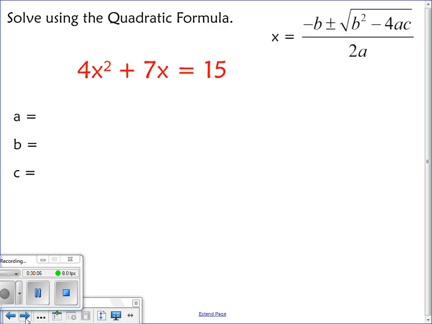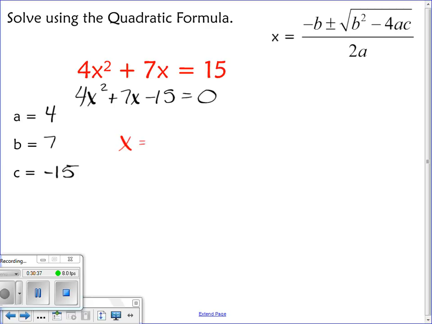Good. Subtract the 15. So 4x squared plus 7x minus 15 equals 0. I would like you to, so we don't mess up things, write that off to the side, but after a while I stopped writing that, so if you want to, that's fine. So what's your A, B, and C? A is 4, B is 7, C is negative 15. Good.